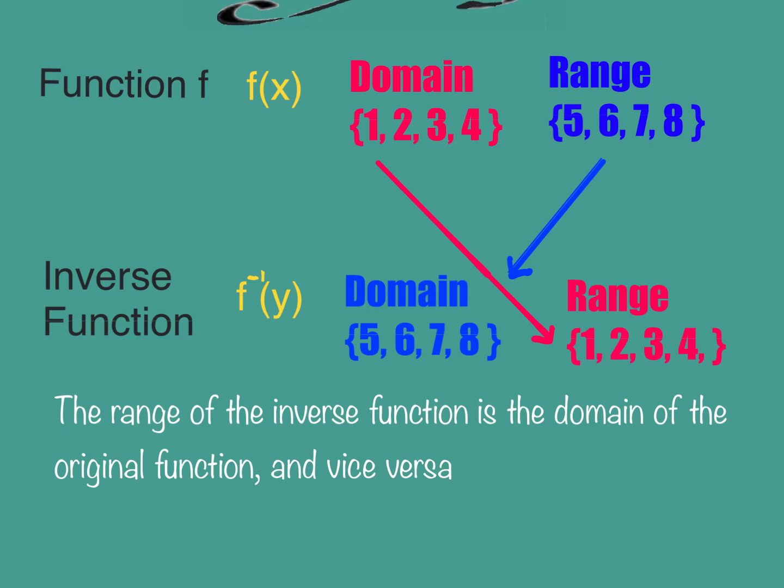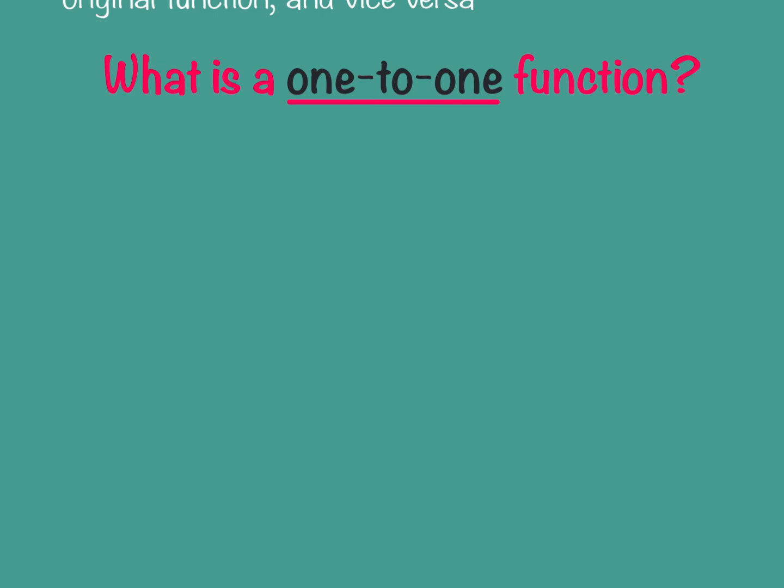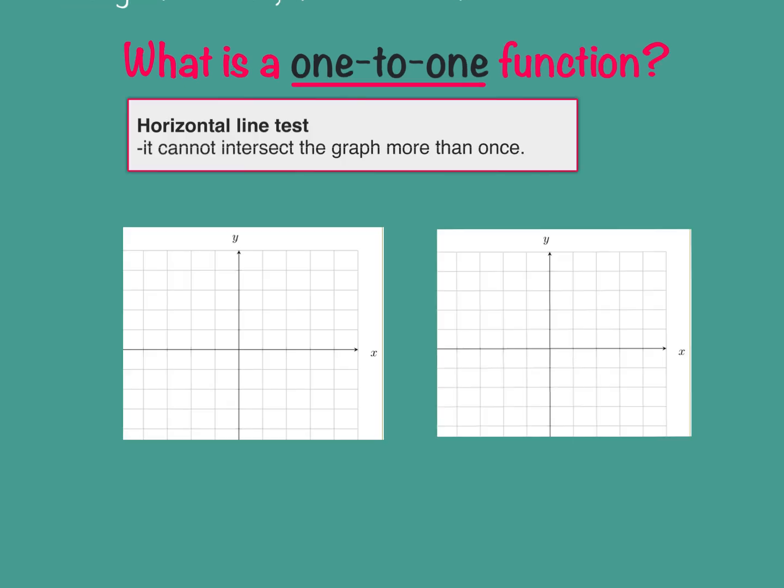Having said that, I need to say that inverse functions are not always possible unless the original function is 1-to-1. And now I'll have to introduce what I mean by a 1-to-1 function. So what is a 1-to-1 function? A 1-to-1 function has to undergo a horizontal line test. According to the horizontal line test, a horizontal line cannot intersect the graph more than once.